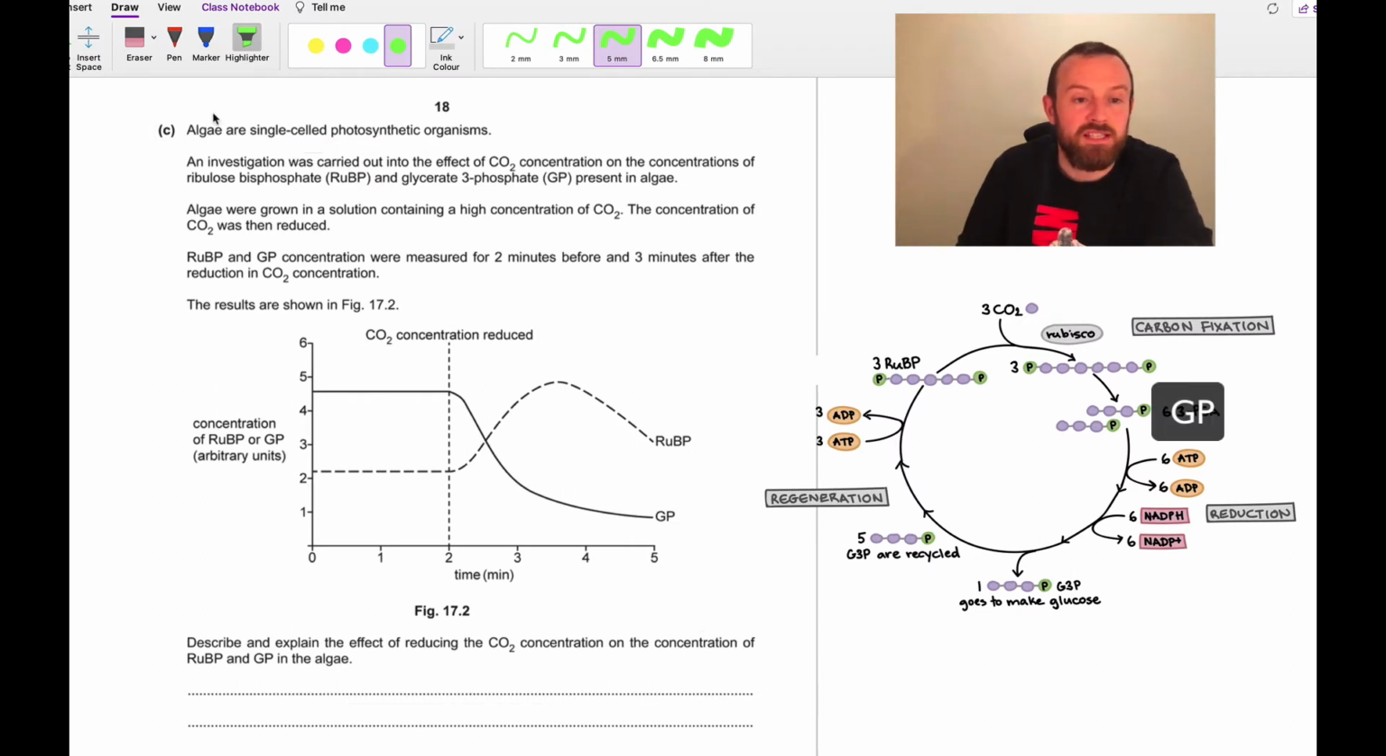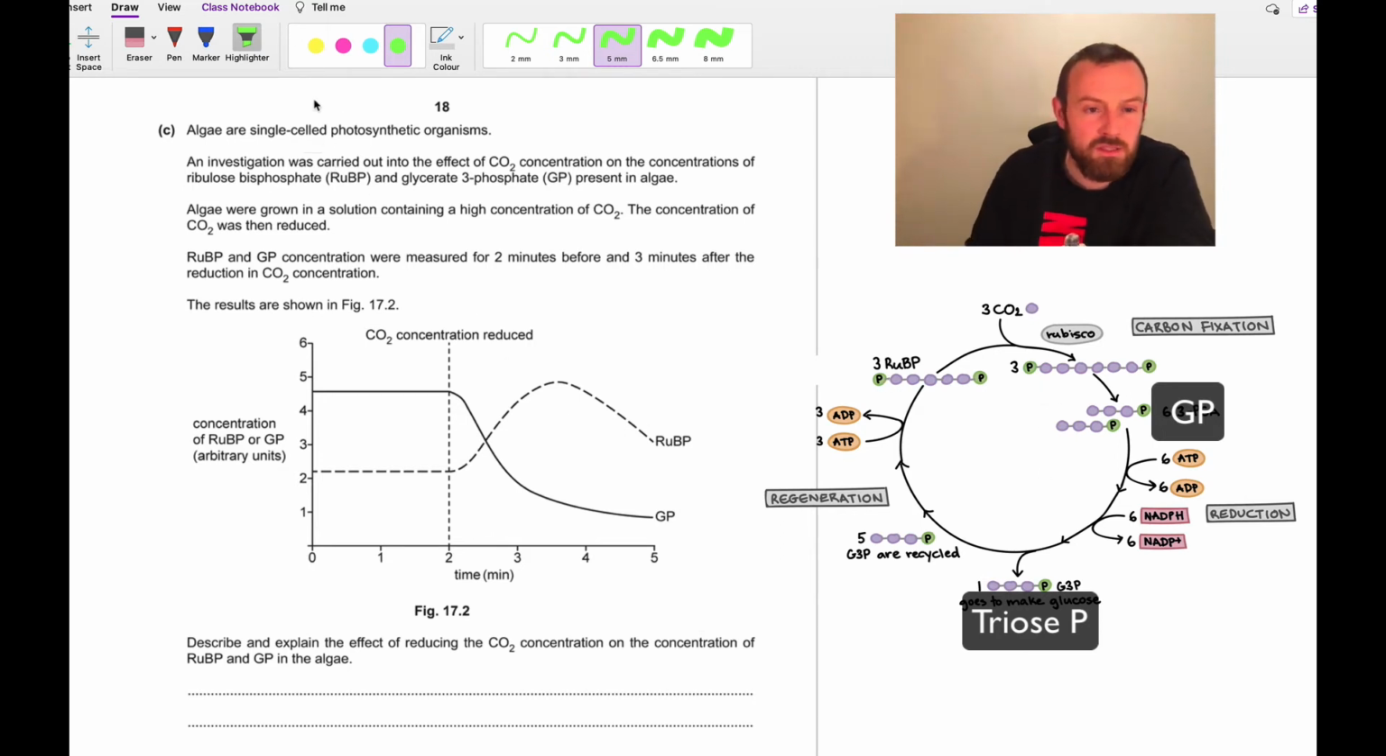Okay, 17c. So you'll see here that I've dropped in a little picture, because this question is really all about the Calvin cycle. And you need to have this image in your mind to be able to answer this question properly. But let's just go back a second. So algae are single-celled photosynthetic organisms, and they did an investigation into the effect of CO2 on the concentrations of ribulose bisphosphate and also glycerate 3-phosphate present in the algae.